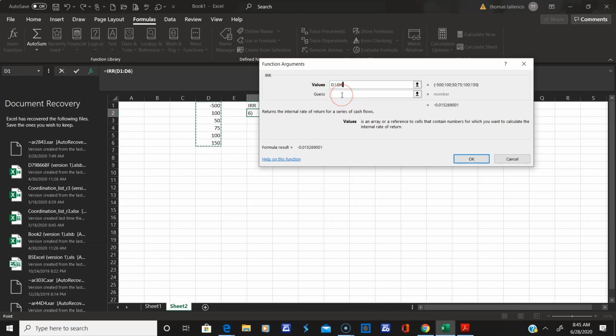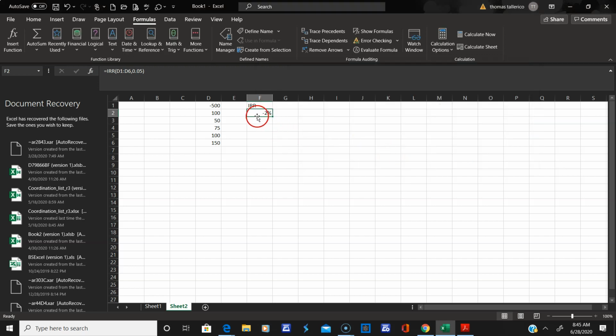But just to show you how you can make a guess, I'll say 0.05, 5%. Let's say that's my internal rate of return. I say okay, and you can clearly see now that my internal rate of return is minus 2%. I'm losing money on this investment. So minus 2% is the point where the net present value is equal to 0.